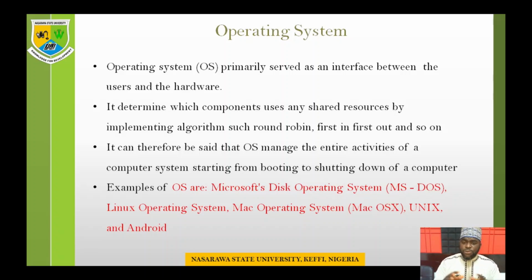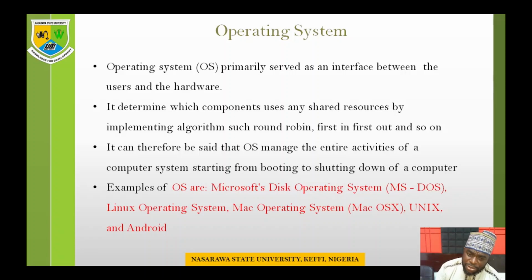If you're working on your document on your computing device and you decide to shut the system down, the shutting down is a process, but because it has the highest priority, any process that is ongoing within the system is paused. Attention is drawn to your action to shut down the system. So the algorithm implemented in that case is the priority algorithm. It can therefore be said that the operating system manages the entire activities of a computer system, from booting to shutting down.